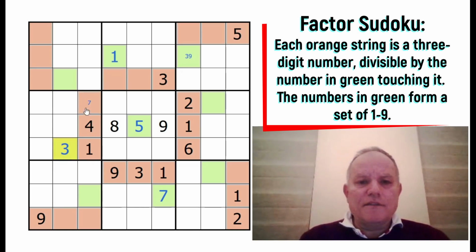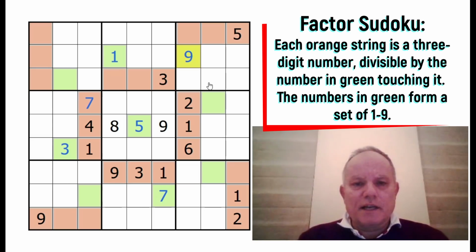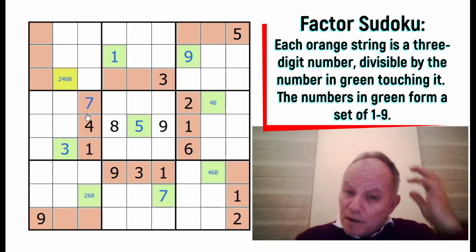It must be a 3. This must be a 7. This can't be a 3 anymore because there's already a green 3, so that's a 9. That's a nice start. We've got all the odd numbers placed in green cells. So the other ones must all be even. 4, 6, 8, 2, 6, 8. I'm putting in the numbers that are theoretically possible at the moment.